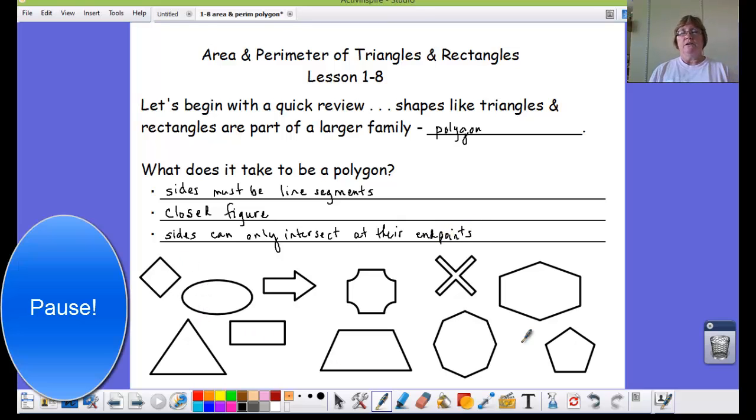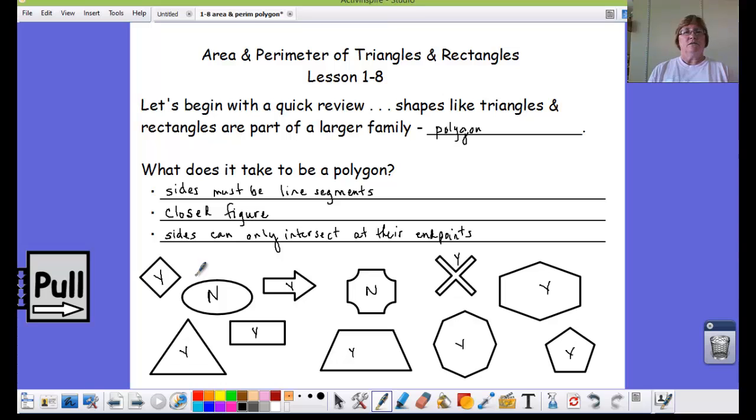Some of the figures shown here are polygons, some are not. Using these three criteria, I would love to have you decide whether yes or no you believe that they're polygons. So if you would pause the video for a minute, and we'll catch up on the flip side of that.